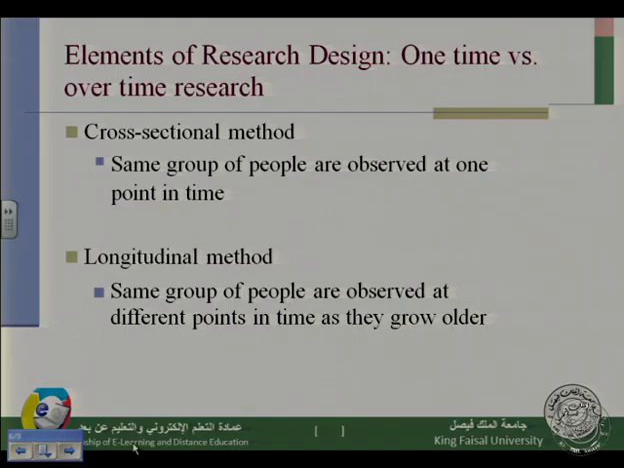We have here one-time versus over-time research, the cross-sectional method. Let's go again to the example of acquisition of grammar by children. Now they are, let's say, 6 years old. And you want to know, after 10 years, are they going to keep the same grammar that they learned while they were 6 years old, from 6 until they reach 16. There is a 10-year gap.